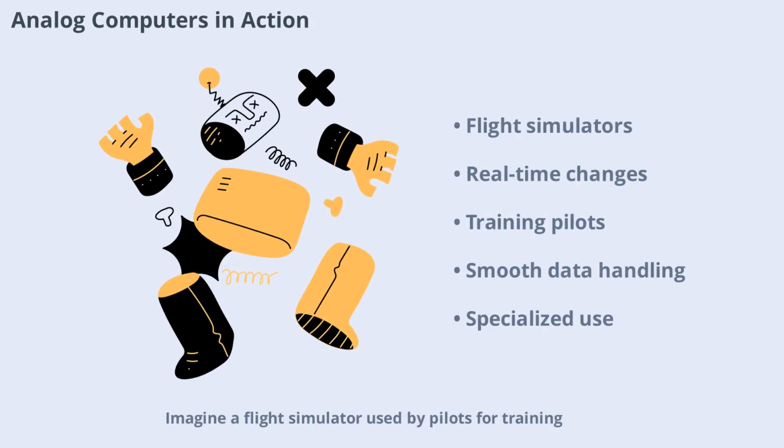Imagine a flight simulator used by pilots for training. Analog computers can simulate the changing conditions of flight, like wind speed and direction, by adjusting voltages and mechanical parts. This real-time response makes analog computers valuable in fields where timing and smooth changes are crucial. While digital computers have largely taken over, analog systems are still used in specialized areas.